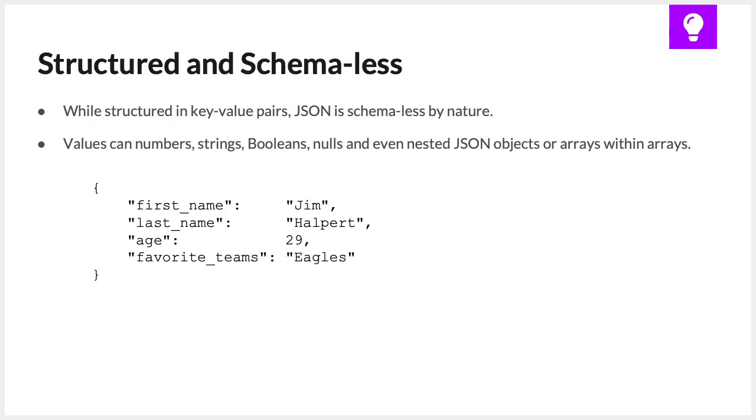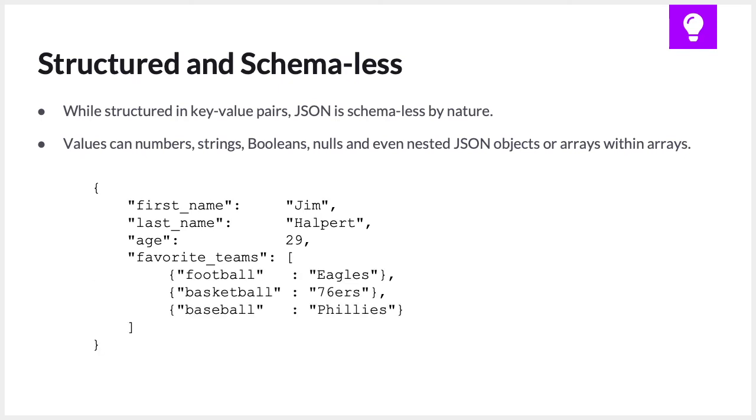So here's an example of some actual data about a person being stored in a JSON object. As we can see, the values are not restricted to just strings, but they can be numbers as well. In fact, the value in a JSON object can even be nested JSON objects or arrays within arrays. We can see here that this user's favorite team is the Eagles, but in the case that a user may have multiple favorite teams, we can store all of them in a single array value like so.